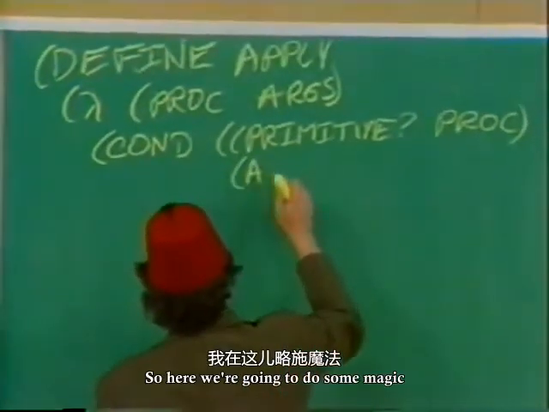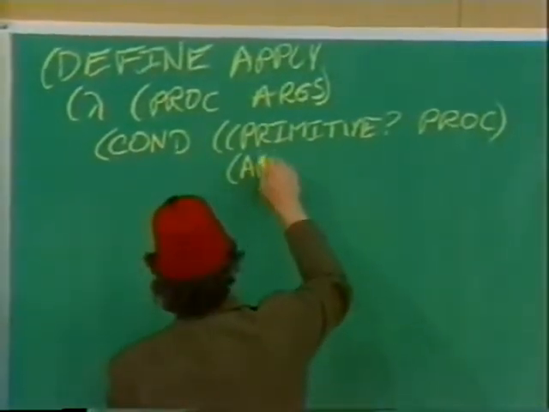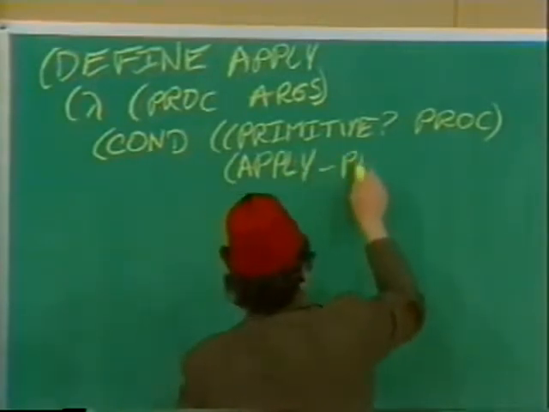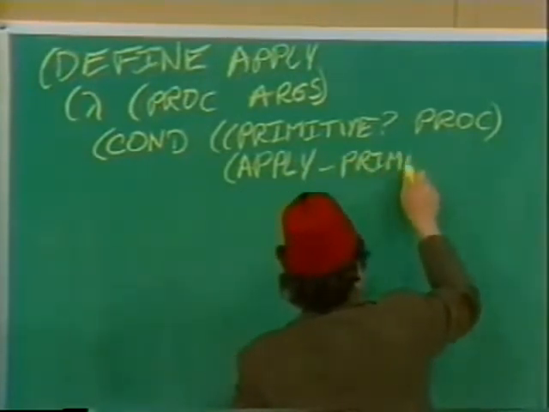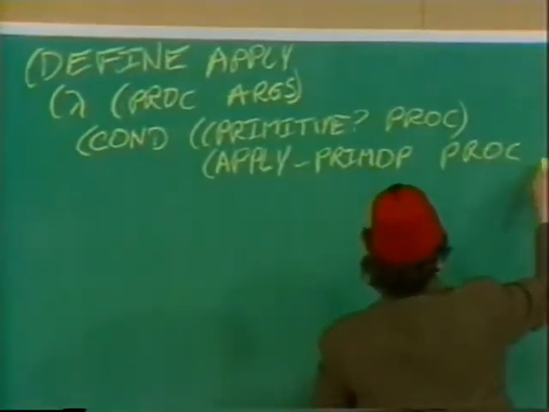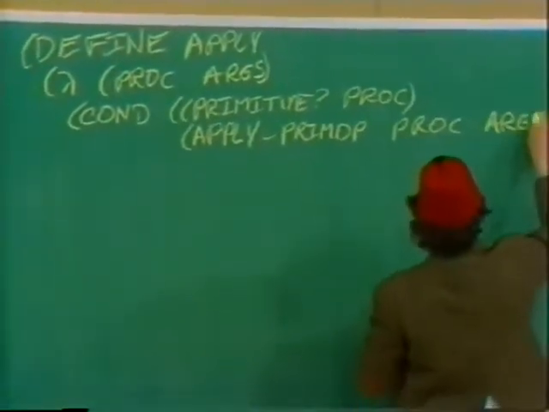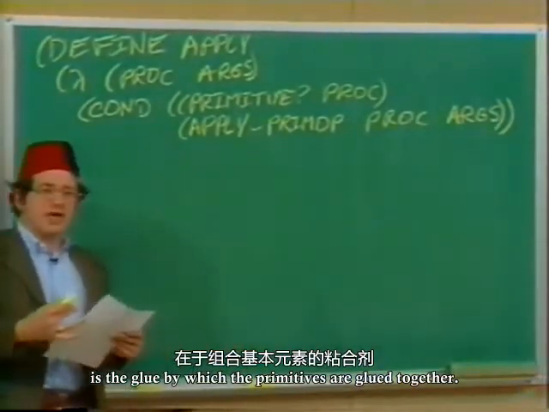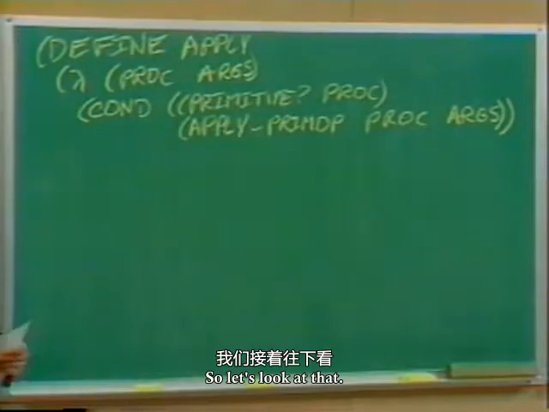So here we're going to do some magic, which I'm not going to explain. Go to the machine language. Apply primop. Here's how it adds. Execute an add instruction. However, the interesting part of a language is the glue by which the primitives are glued together. So let's look at that.